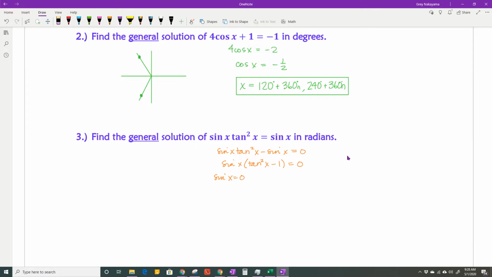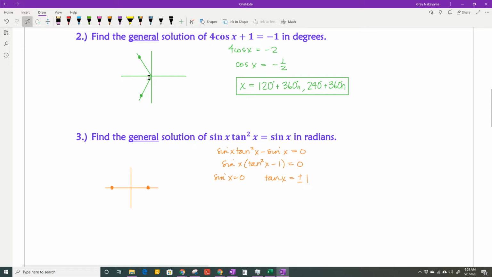I'm going to set each factor equal to 0. And I kind of jumped a step: set it equal to 0, bring the 1 over, take the square root of both sides. My bad. Okay, but I'm going to tackle each one of these. Where's the sine 0? Again, I like that unit circle. I'm thinking the sine is 0 there and there.